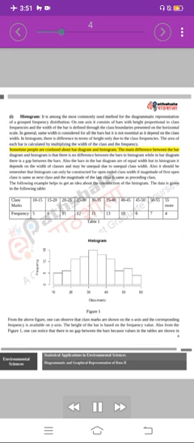Sometimes people are confused about the bar diagram and histogram. The main difference between the bar diagram and histogram is that there is no gap between the bars in a histogram, while in a bar diagram there is a gap between the bars. Also, the bars in the bar diagram are of equal width, but in a histogram it depends on the width of the classes and may be unequal due to unequal class width.